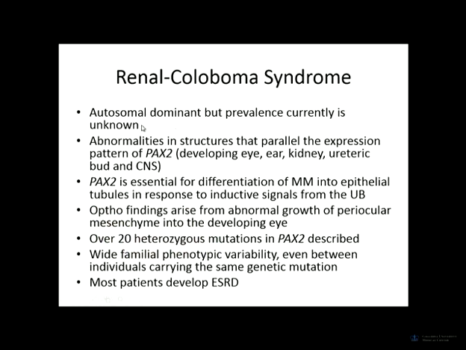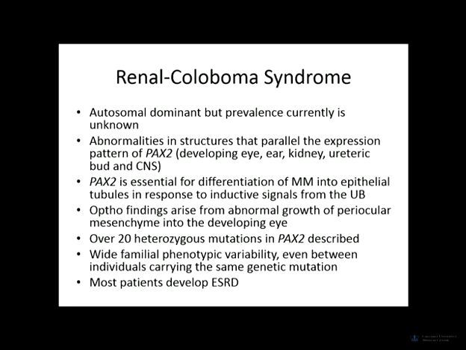So this is an autosomal dominant disease. The father and both of his sons had the disease. The current prevalence is unknown, and this is a mutation in a transcription factor that's called PAX2. And PAX2 is in the kidney, it's in the eye, it's in the ear, and it's in the CNS.